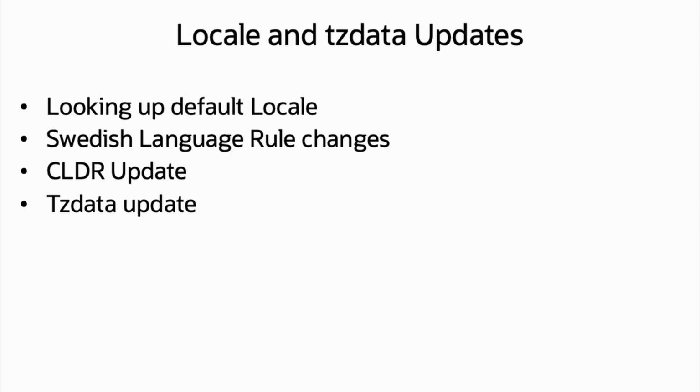Hey Java developers, trying to figure out which default locale the JVM is using? That task has become a bit easier in JDK 21, along with a few other updates to Locale. Let's take a look. There have been several updates to Locale and TZ data in JDK 21, improving usability and compatibility. Changes include looking up the default locale, Swedish language rules, and updates to CLDR and TZ data.